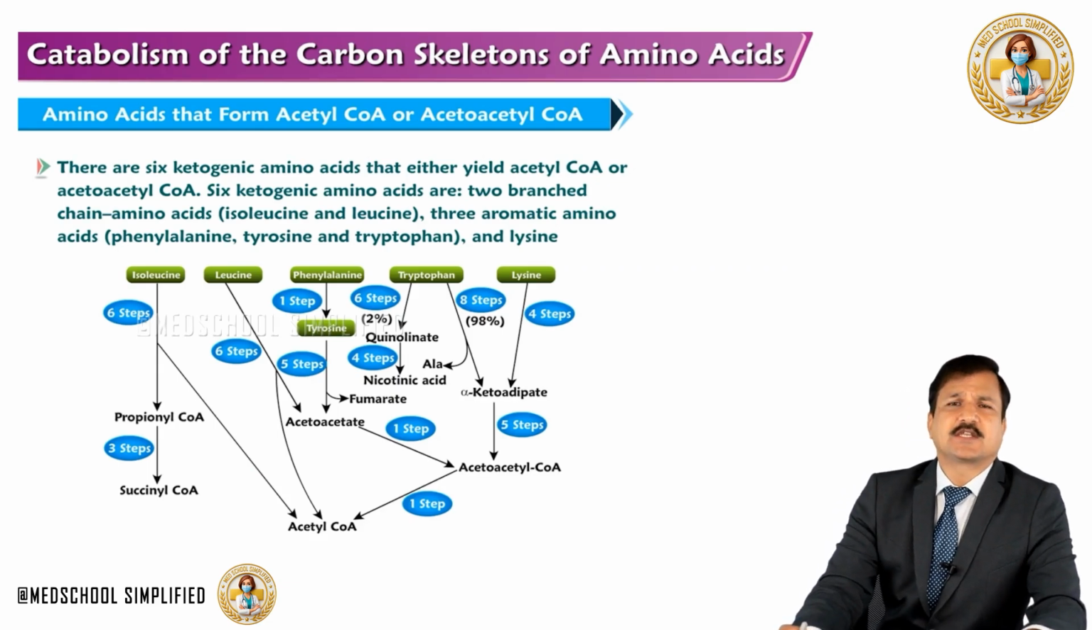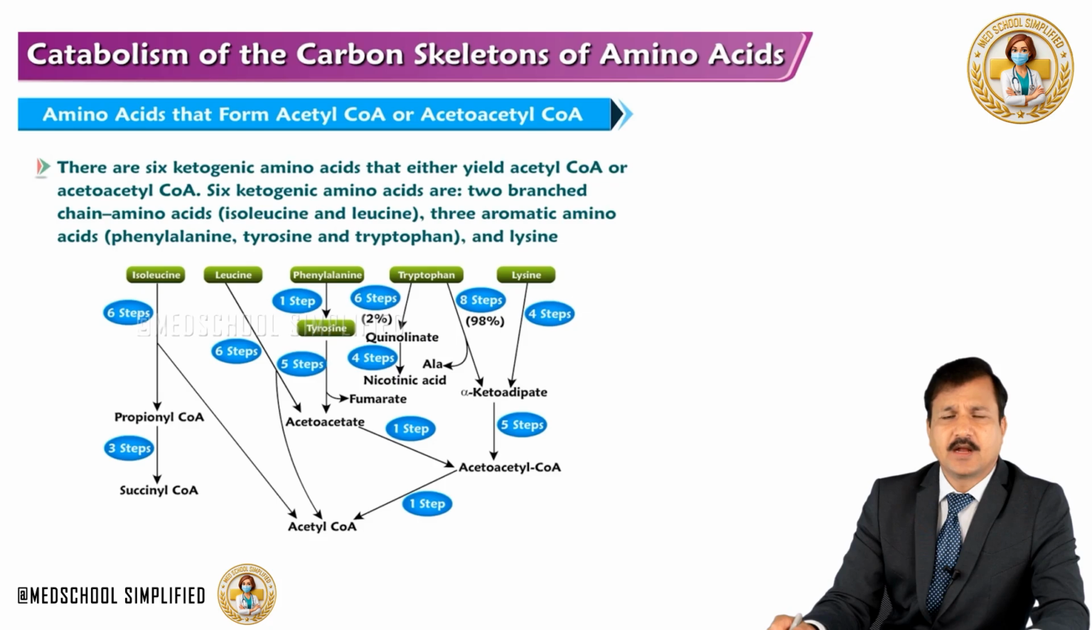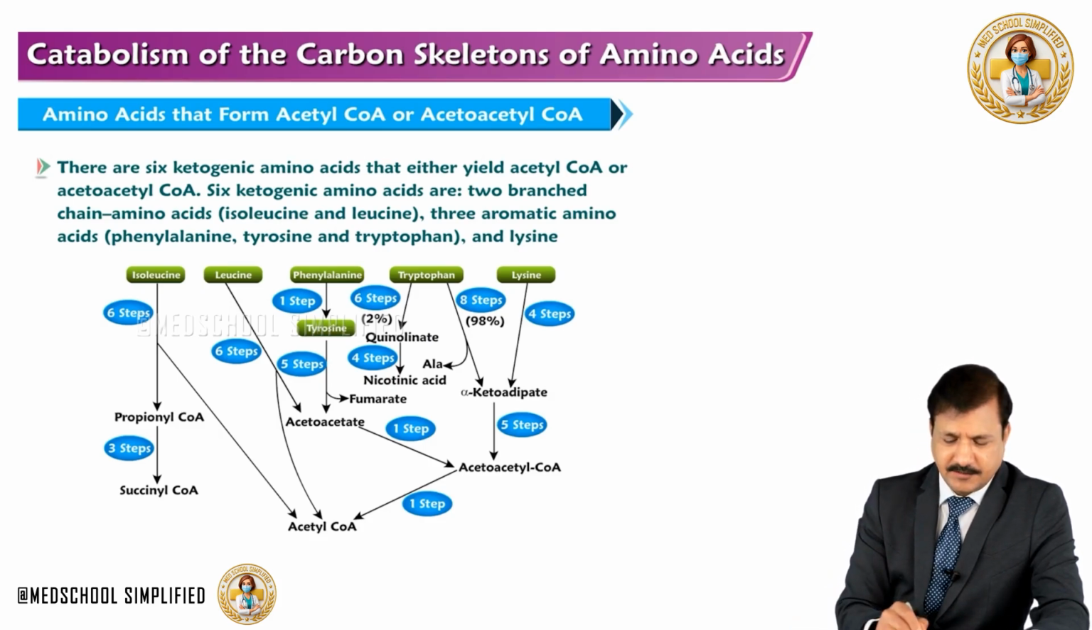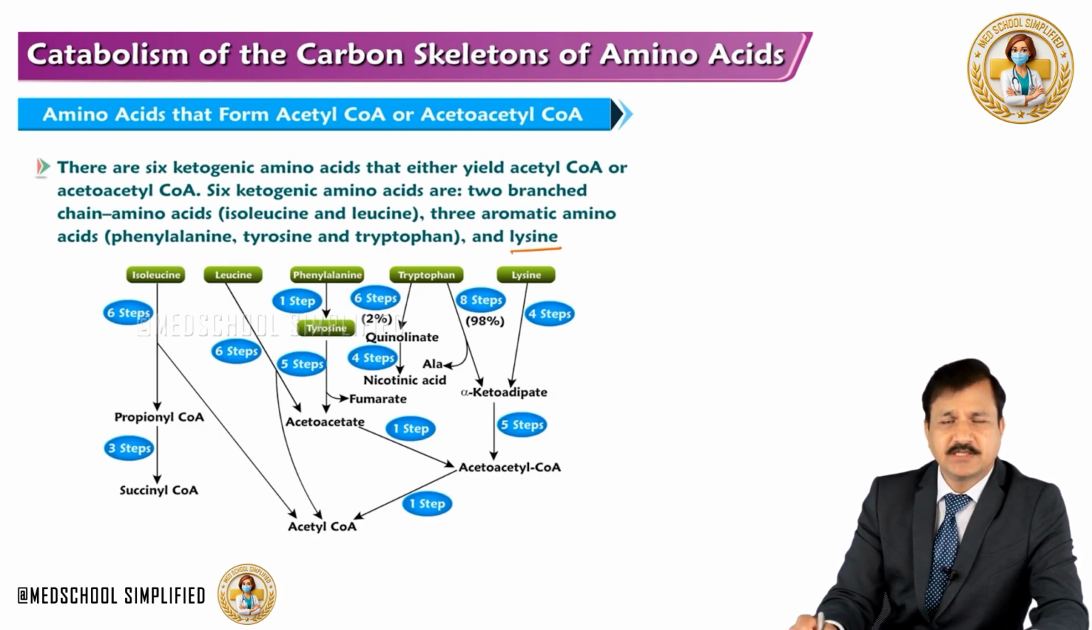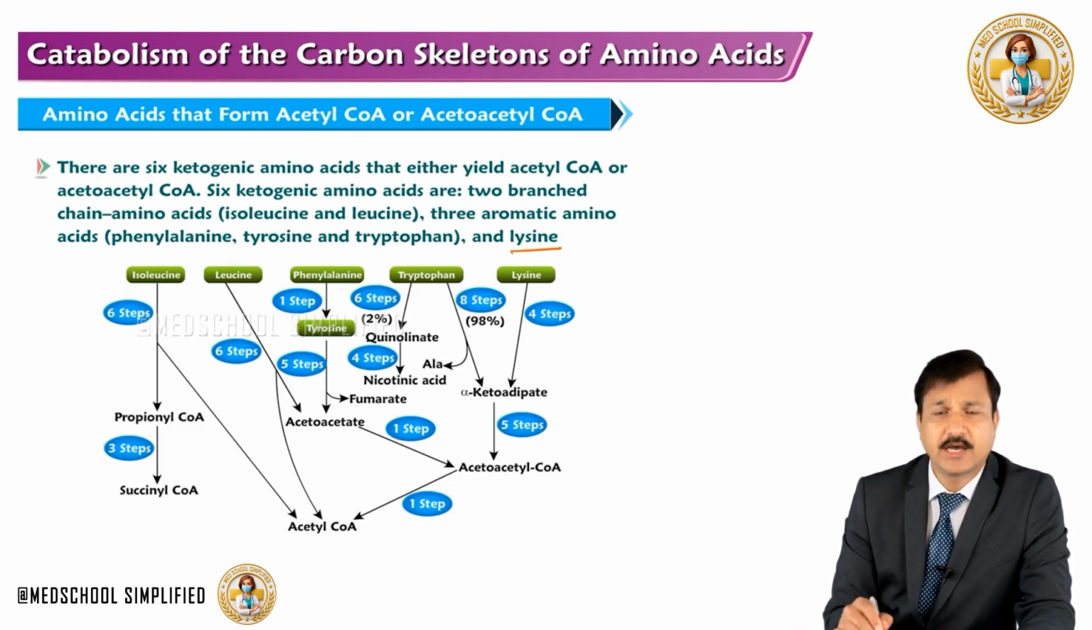So there are 6 ketogenic amino acids which can form either acetyl-CoA or acetoacetyl-CoA. Among them there are 2 branched chain amino acids, isoleucine and leucine, which can make ketone bodies, 3 aromatic amino acids, phenylalanine, tyrosine and tryptophan, and 1 basic amino acid, lysine. So basically we have 6 ketogenic amino acids.